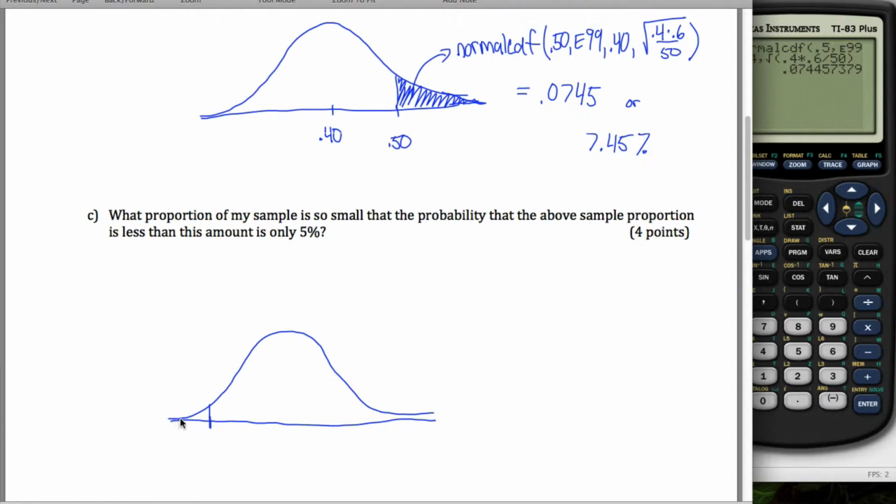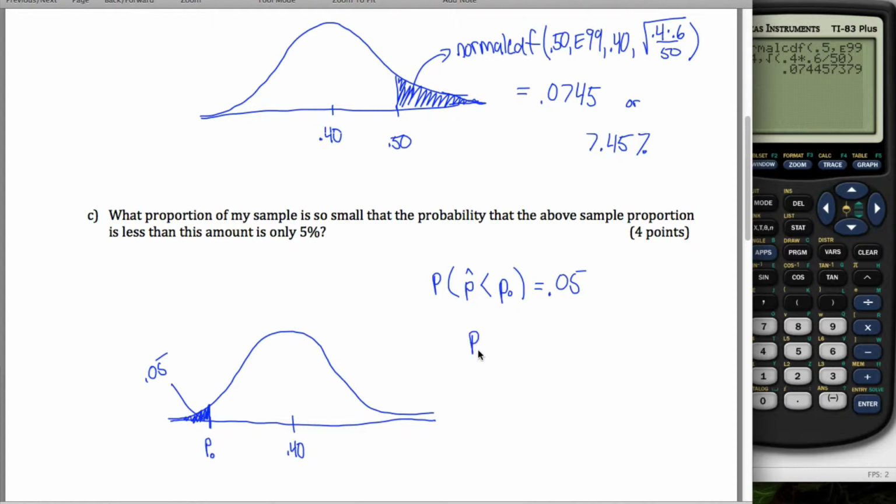Note, it's giving me the probability. It's telling me that this area right here is only 5%. I know the center's 0.40. What I don't know is this point right here. Maybe I'll use P naught to represent it. You don't have to use this symbol. Fine. And I know that the probability that my sample proportion is less than this value P naught is only 5%.